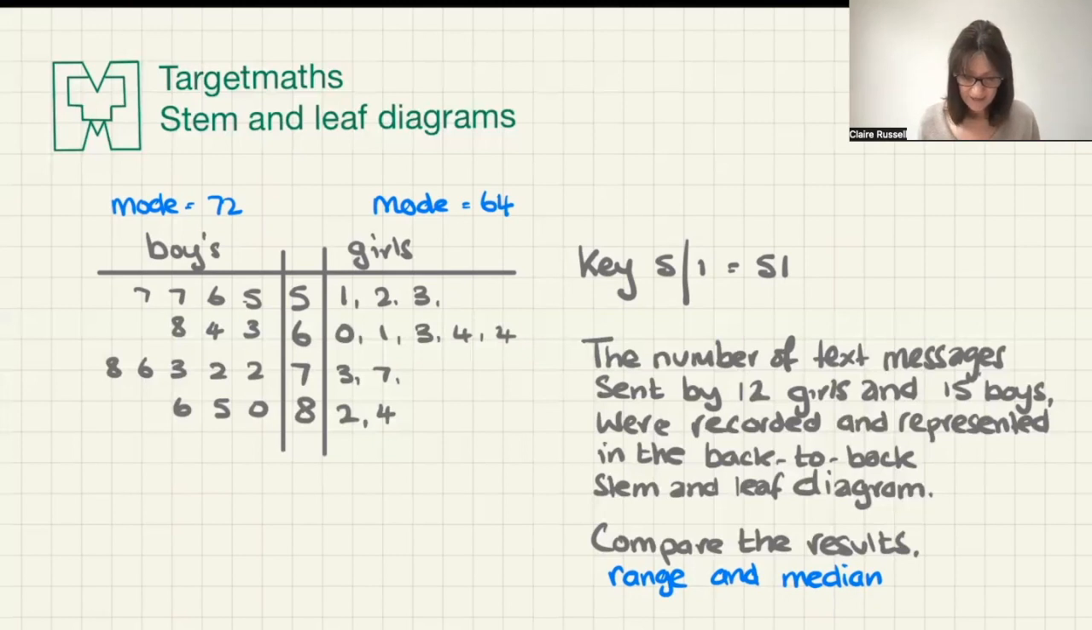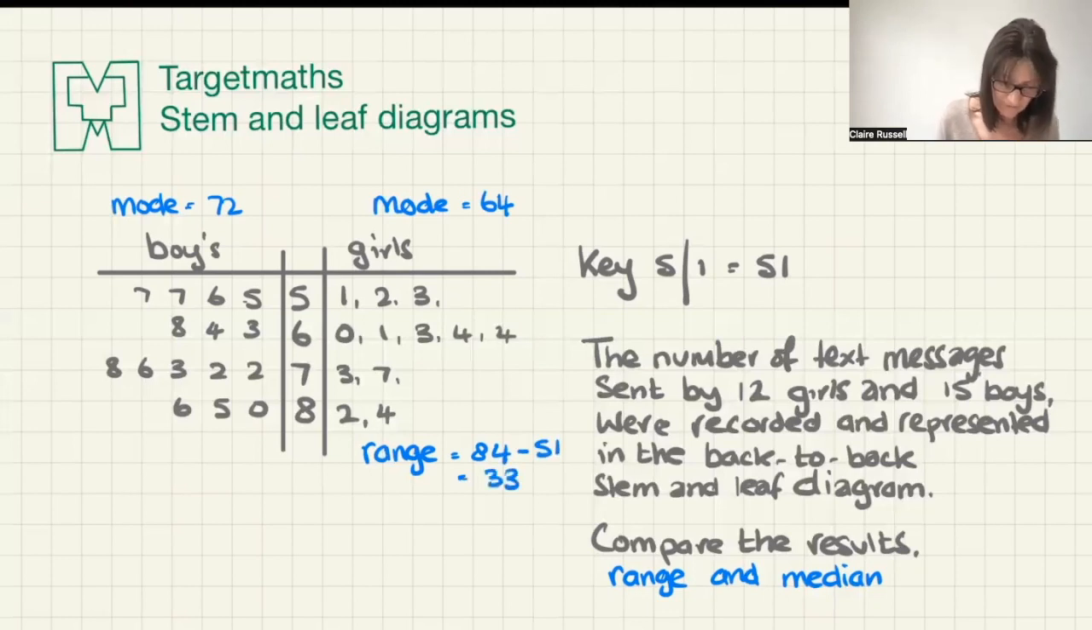So the range for the girls is 84, take away 51. And that is going to give us 33. And the range for the boys. Now we have to be a bit careful. You've got to be reading this backwards. So I've got 80, 85, 86. Don't just go with the one closest. So we've got 86, take away 55, which is 31.